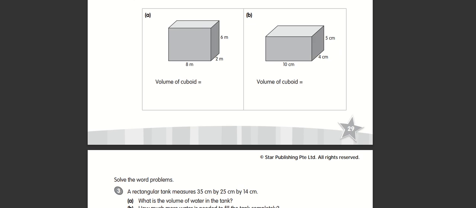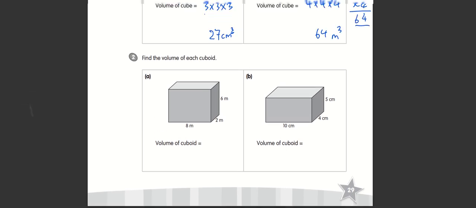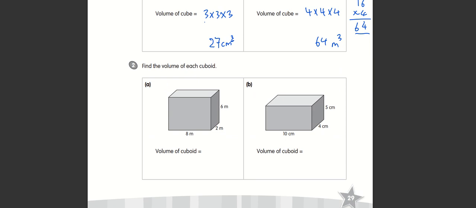Here are the solutions for page 29 and 30 for recap on volumes of cubes, cuboids, and liquids. On cuboid, we are looking at the measurements that are provided: length, breadth, and height. Length, how long; breadth, how wide; and how tall.